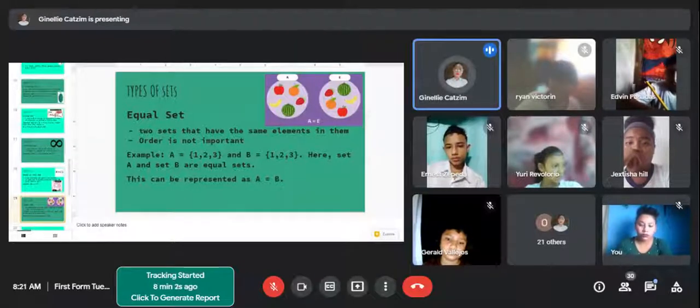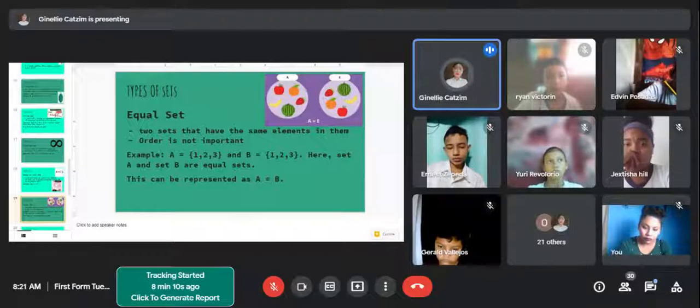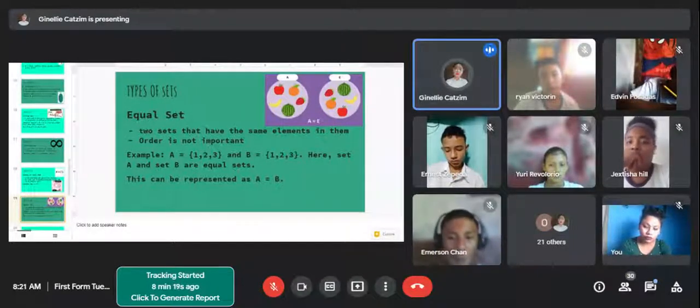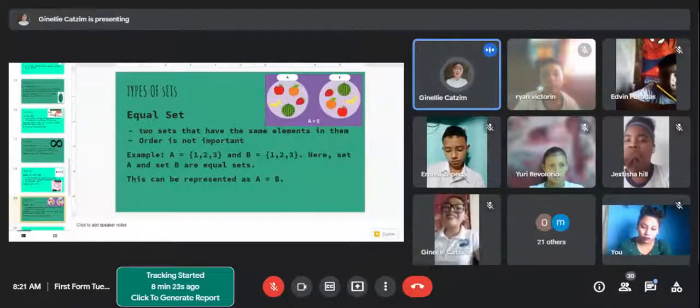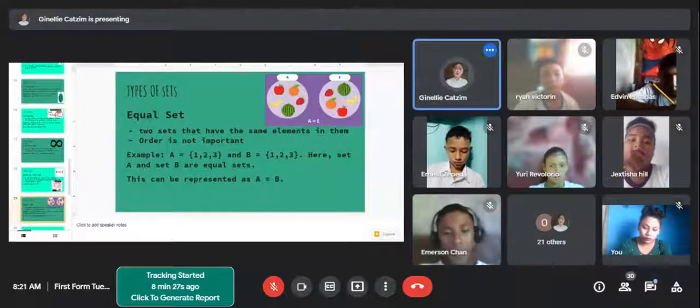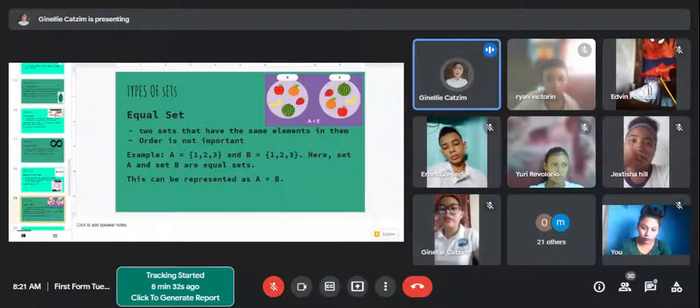If one had, let's say, a kiwi or another fruit there, then those would not be equal sets because they do not have the same elements. So I have an example. In example A, we have 1, 2, 3. And in example B, we have 1, 2, 3 also. So we know that these are equal sets because they have the same elements. And this is represented with A equals B, with an equal sign, right?